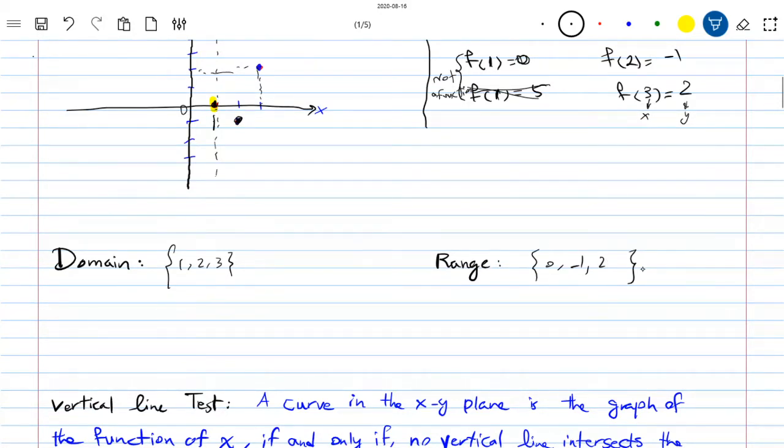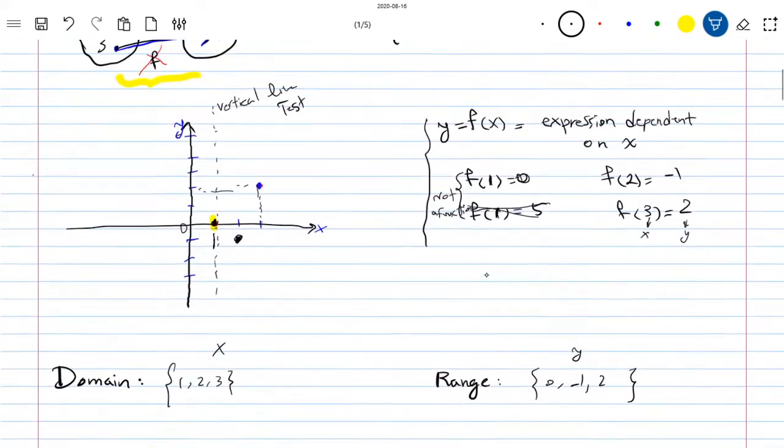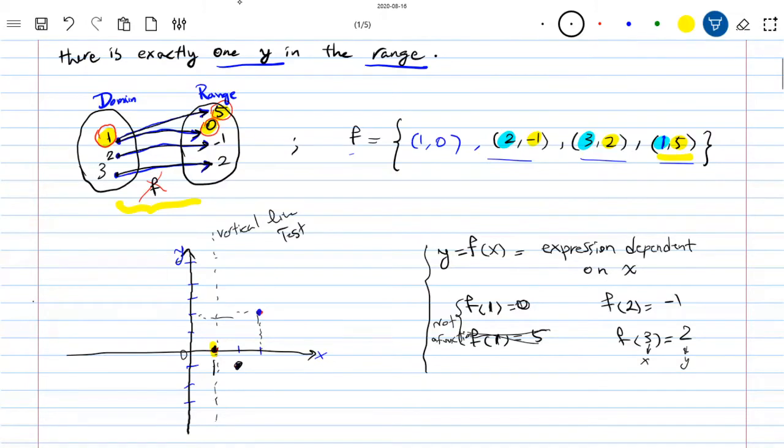Okay, so those x and y values, this is the set of the x values, this is the set of y values. Now, vertical line test. This is what I was talking about earlier. By the way, a function can have infinite points.